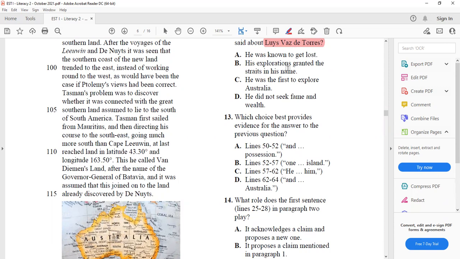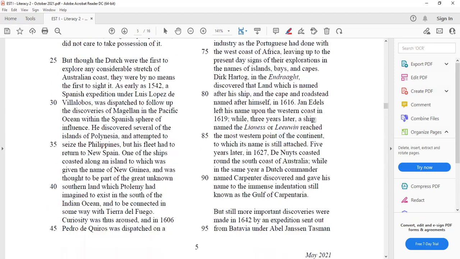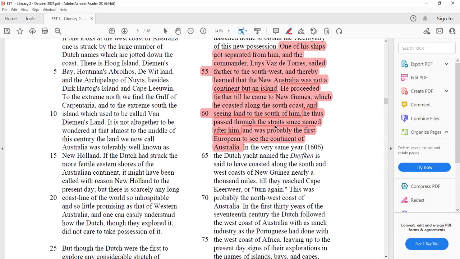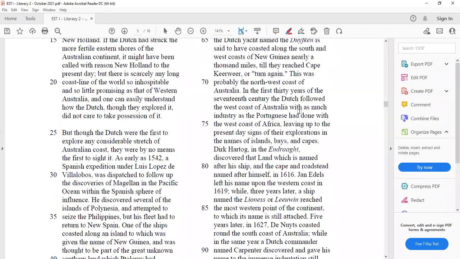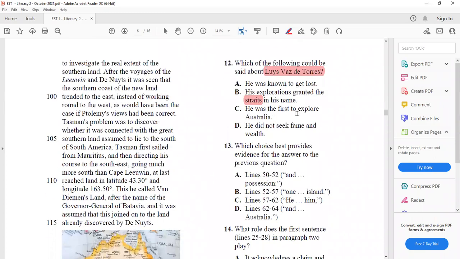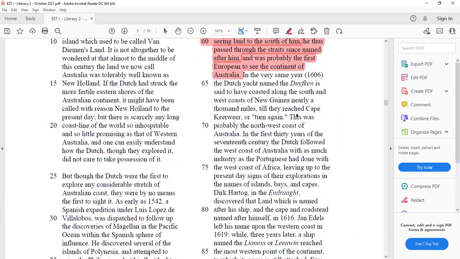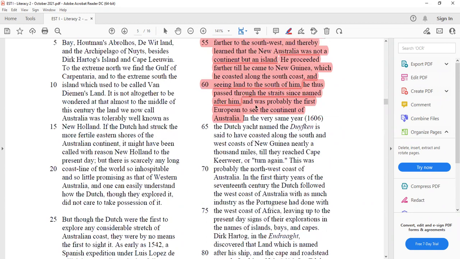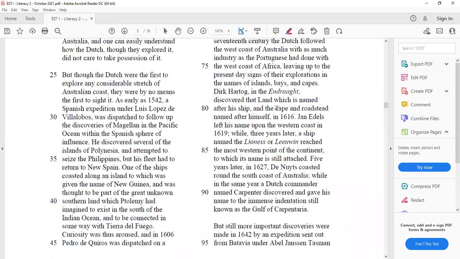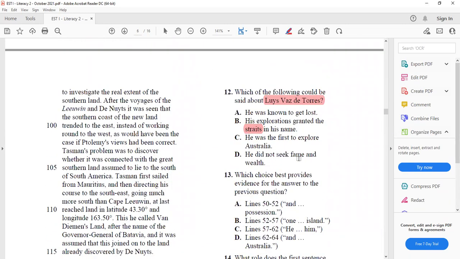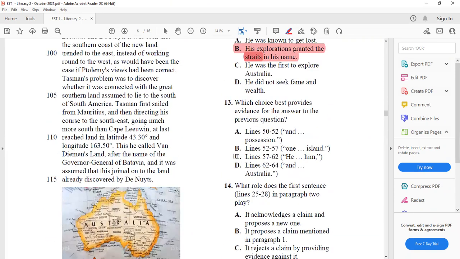Okay. His exploration granted the strait. Wait, mister. I think we read the word strait here in one of the evidence. Straits. Yes, mister. It's in the choice of C. Okay, so let's go to the other one. He was the first to explore Australia. I think we read it. Was probably the first European to see the continent of Australia. No, to see the continent, not to explore. So it's not the answer. The last one, D. He didn't seek fame and wealth. He doesn't say that. So now we know that the answer is B because of the word strait, and C.